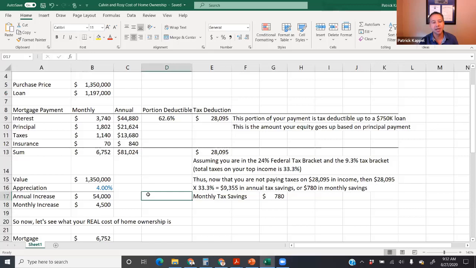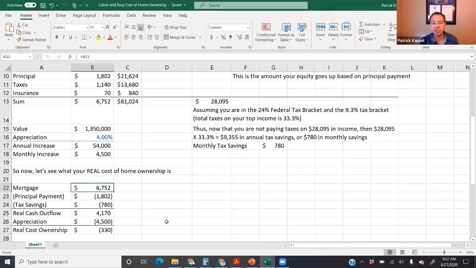So now let's look at the real cost of home ownership. We see their mortgage payment is big, $6,752. That's a huge mortgage payment, folks. But let's talk about their principal payment. We haven't even talked about principal payment yet. You and I know that a mortgage is made up of principal and interest. And then you tack on taxes and insurance, PITI, pity.